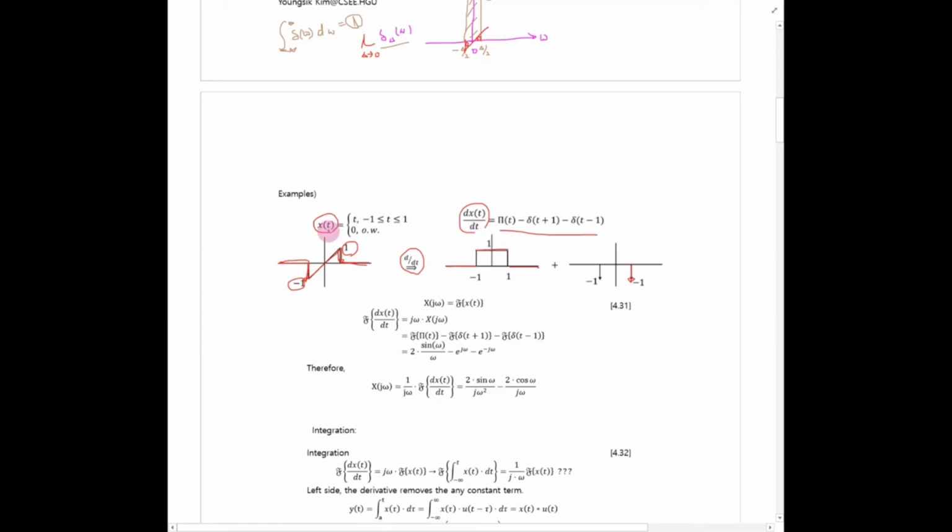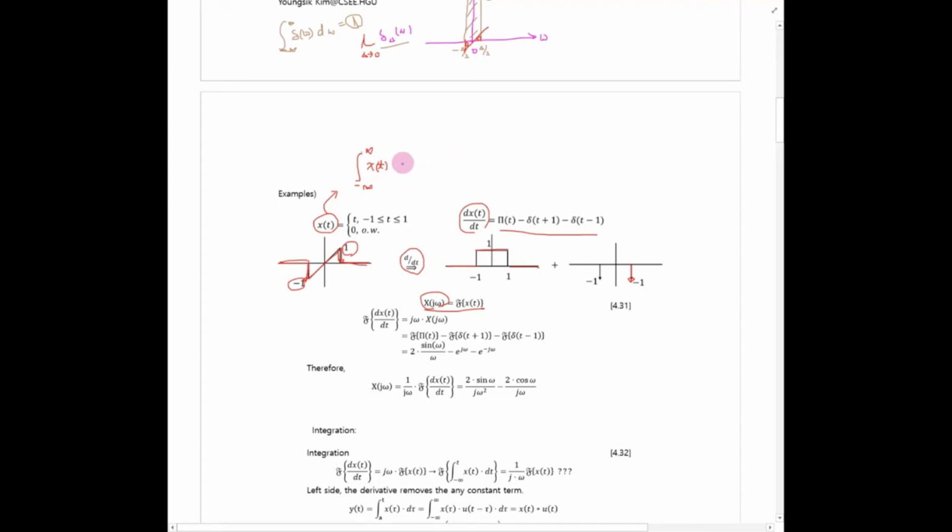We would like to find the Fourier transform of this one, so we want to know X(j omega). To find that, we take the Fourier transform of this derivative. Before that, I would like to mention that x(t) doesn't have a DC component or offset component. I mean that the integral from -infinity to infinity of x(t) dt equals 0. So what does this mean?